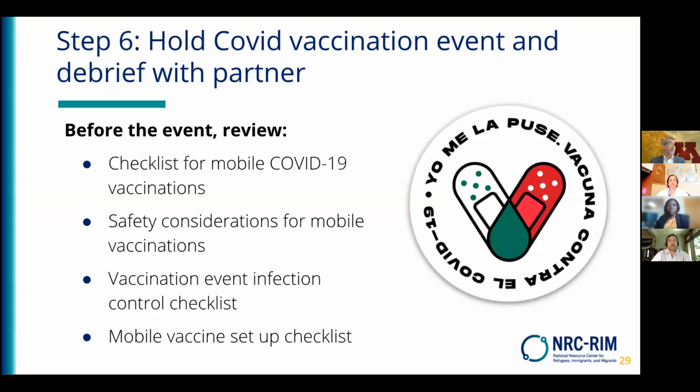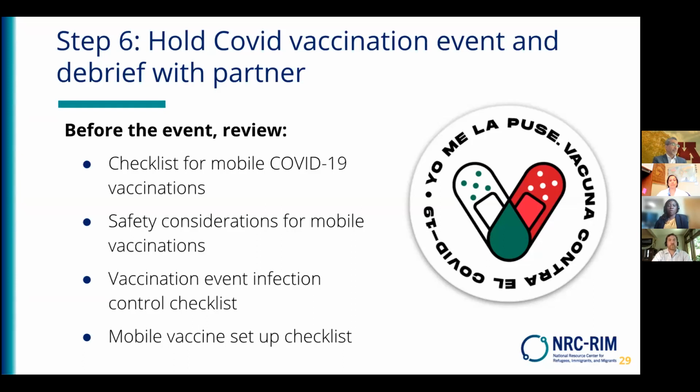So for holding the vaccination event, you want to look at what are the things that you need to get done before the event. There are several checklists, and all of these are also available in the NRC guide, in Appendix 6, C through F: checklists for the mobile COVID-19 vaccination.